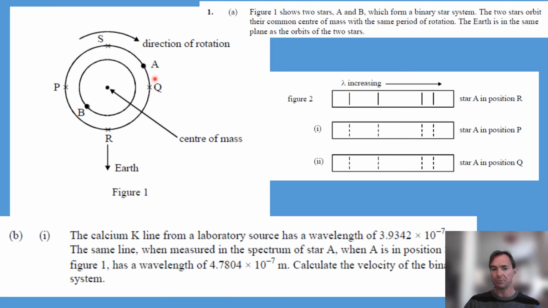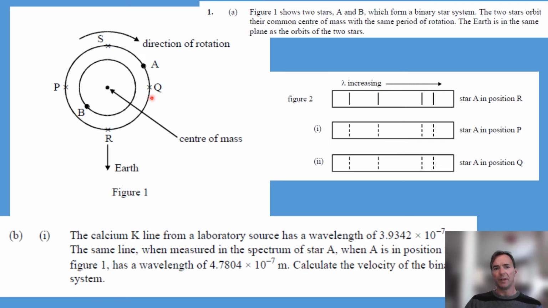I'll read it out because we need to do this slowly. Figure 1 shows two stars, A and B, which form a binary star system. The two stars orbit their common center of mass with the same period of rotation. The Earth is in the same plane as the orbits of the two stars. The calcium K line from a laboratory source has a wavelength of this. The same line measured when A is in position in figure 1 has a wavelength of this times 10 to the power 7. Calculate the velocity of the binary star system.